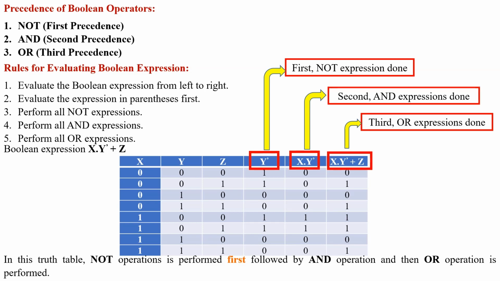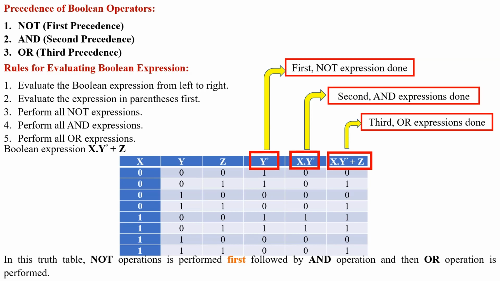There are some rules for evaluating Boolean expressions. Evaluate the Boolean expression from left to right. Evaluate the expression in parentheses first. First, perform all not expressions. Next, perform all and expressions. And then, perform all or expressions.